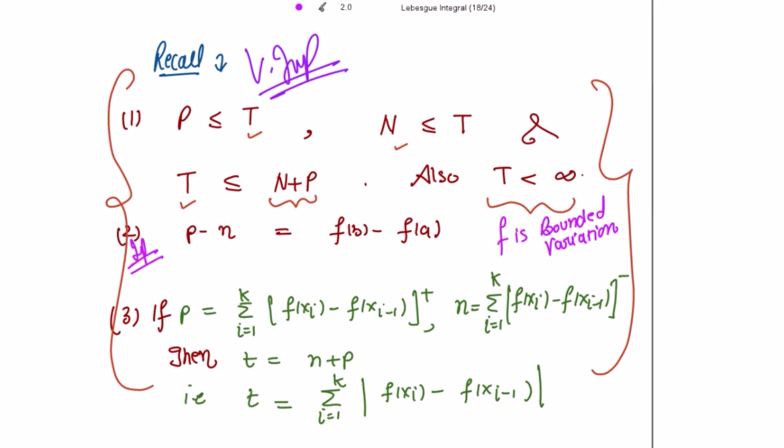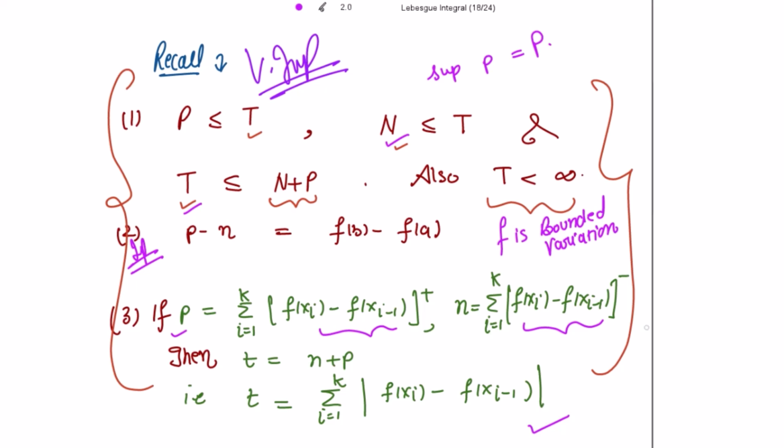Then the third one, please remember, when we take the supremum of small p, we get the capital P. Likewise for capital N and capital T, where small p is equal to this right hand side and small n is equal to this right hand side, then small t is the sum of n and p. That is, t is equal to the summation of the modulus of f(x_i) minus f(x_{i-1}). Here we have the mod and here we don't have the mod. This I have all discussed in the previous content. Please check from that.